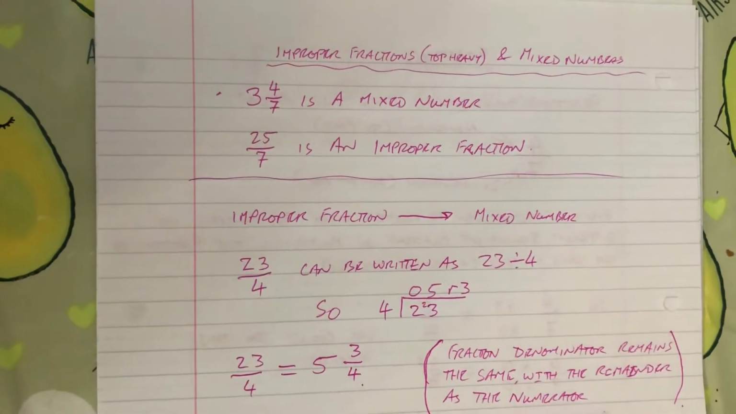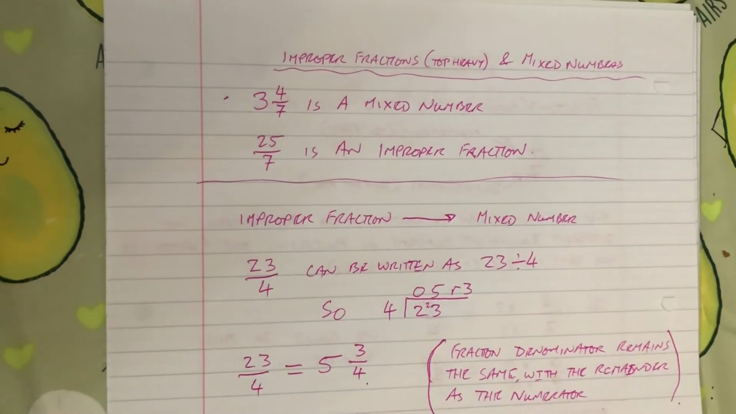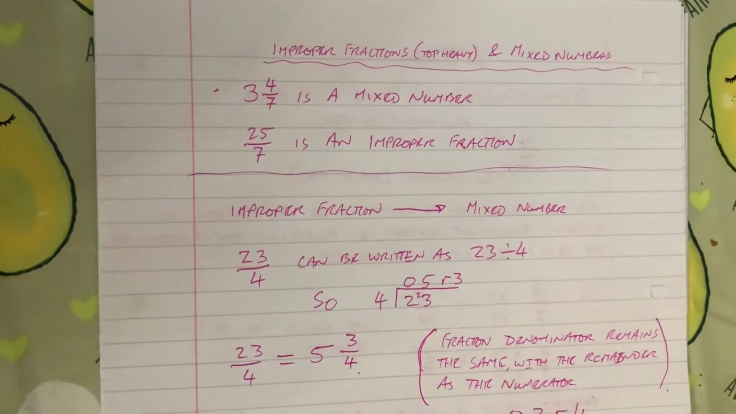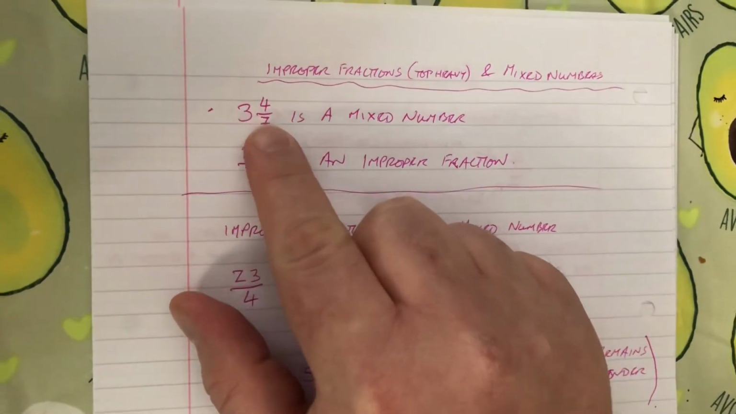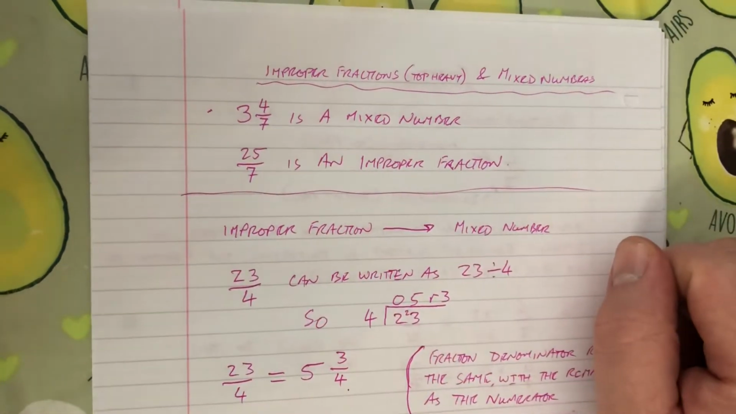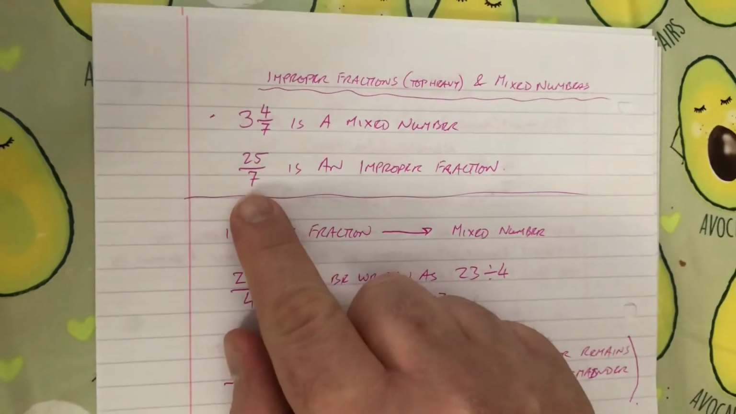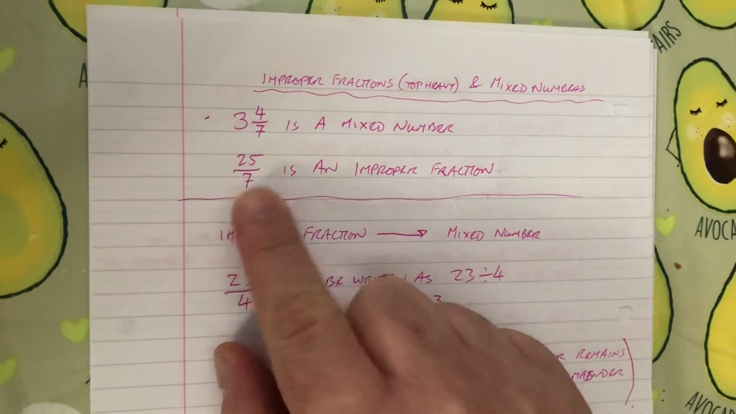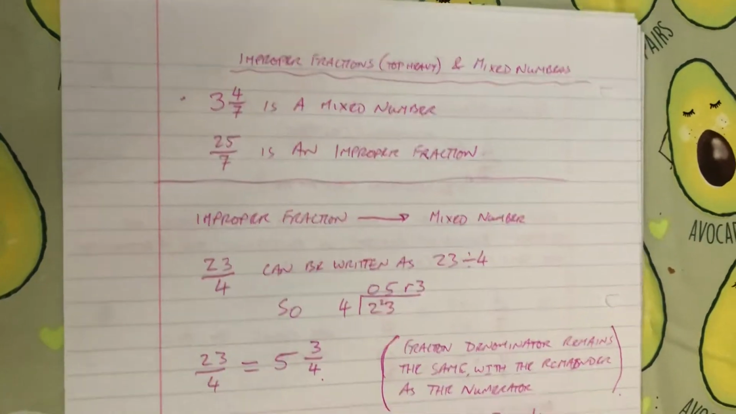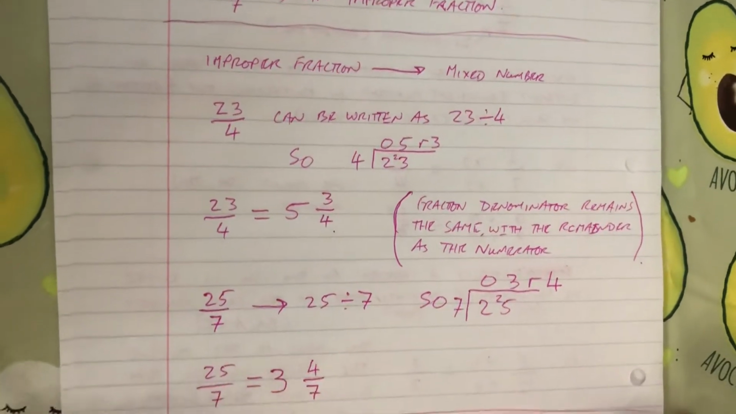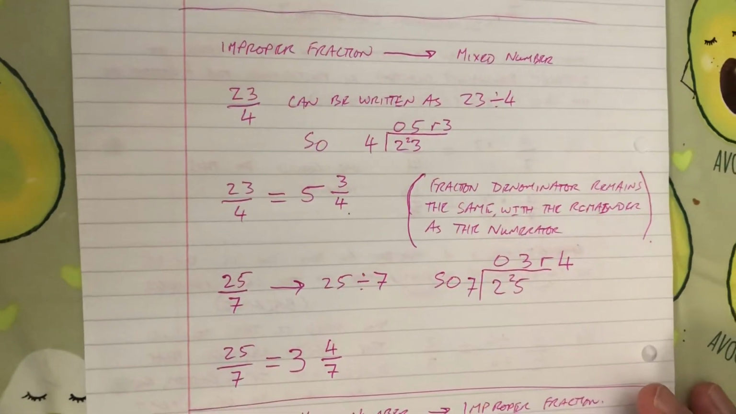So we're going to look at improper fractions or top-heavy fractions and mixed numbers, or mixed fractions as some people would call them. So 3 and 4/7 is a mixed number or a mixed fraction, and 25/7 is an improper fraction. Those are your two types. So looking at the first bit, changing improper fractions to mixed numbers.